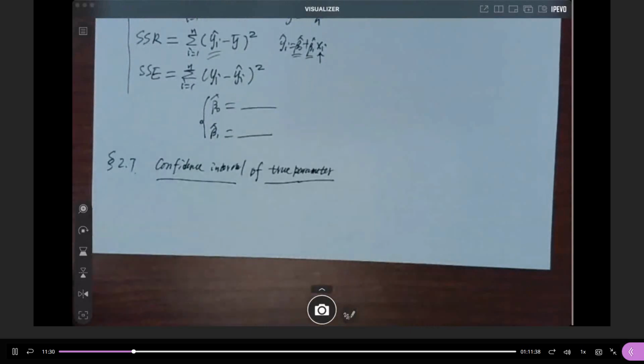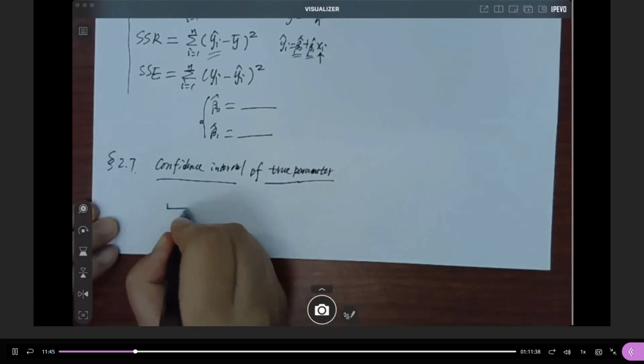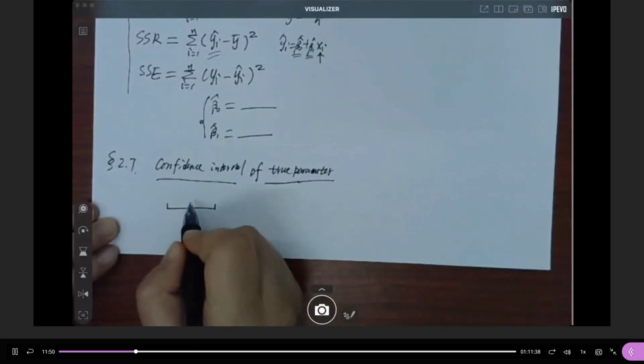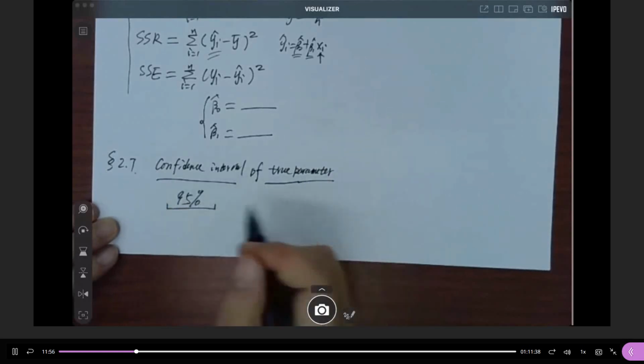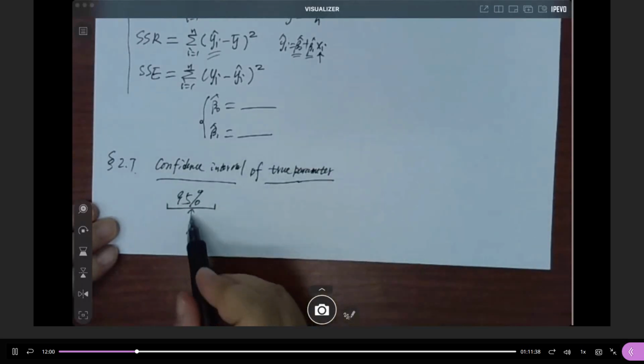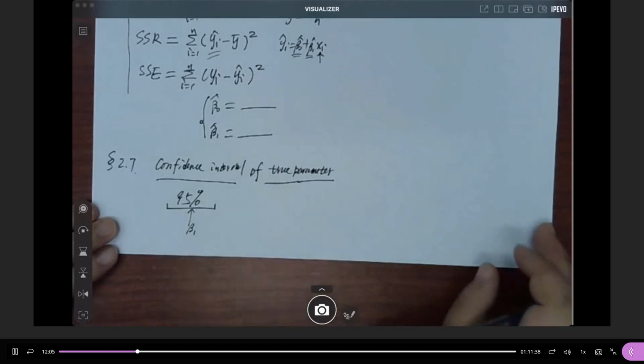For example, the beta 1 or beta 0 in the population regression line is never known, right? You don't know the exact value, but you can have an interval to tell you that the true value must be within this range from here to here, with a certain probability. Let's say I'm 95% confident that the true value, beta 1, is within this range. It doesn't need to be in the center, but it is in this range. So that's the meaning of confidence interval.